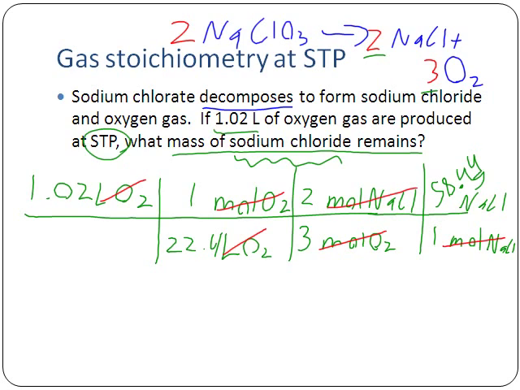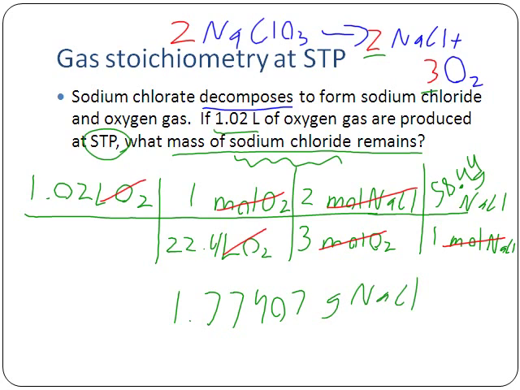And now all we have to do is simply do the math on this. And so we'd multiply across the top. So you'd say 1.02 times 1 times 2 times 58.44, and then on the bottom divided by 22.4 and divided by 3. And so in this case right here, we get a final answer of 1.77407. And the units here are going to be grams of NaCl. And so that's our answer here.